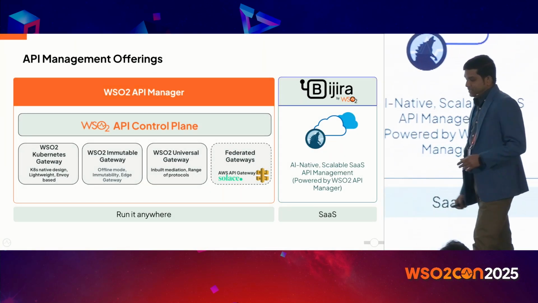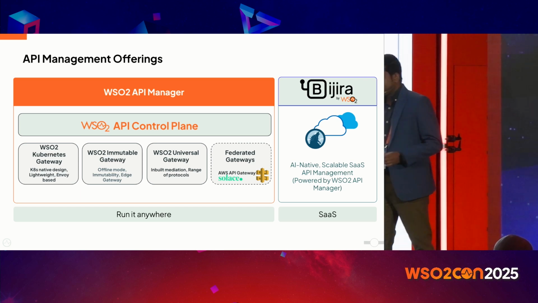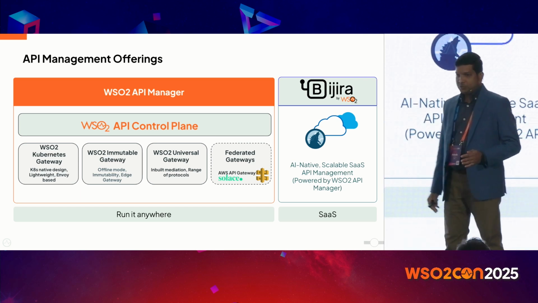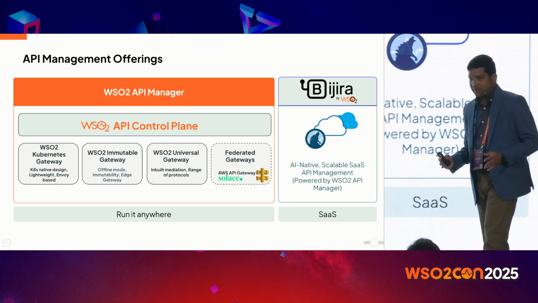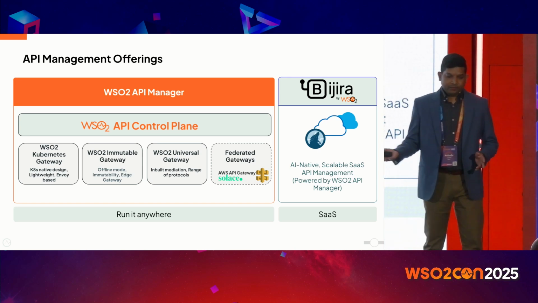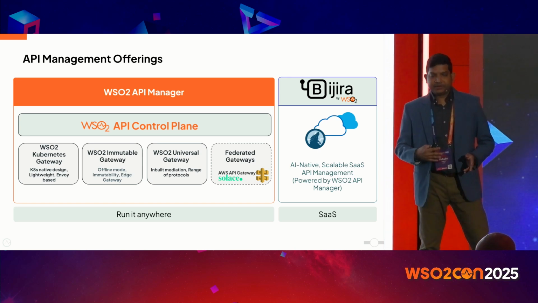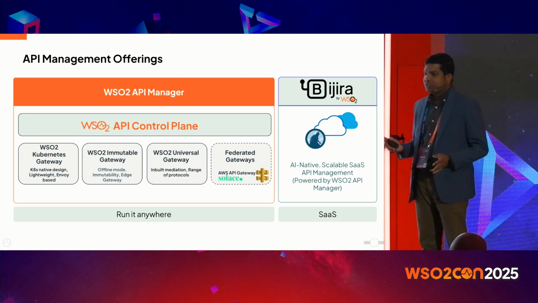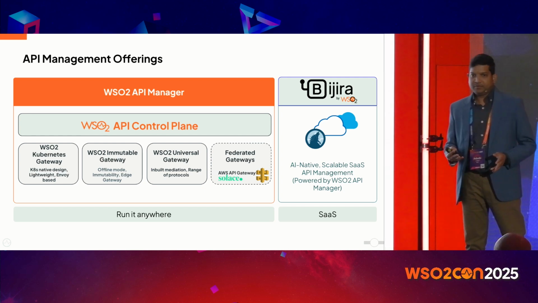Right. So these are our API Manager offerings. If you look at WSO2 API Manager, this is our software version. For cloud offering, we are introducing Bijira by WSO2. This is a new offering that we offer.